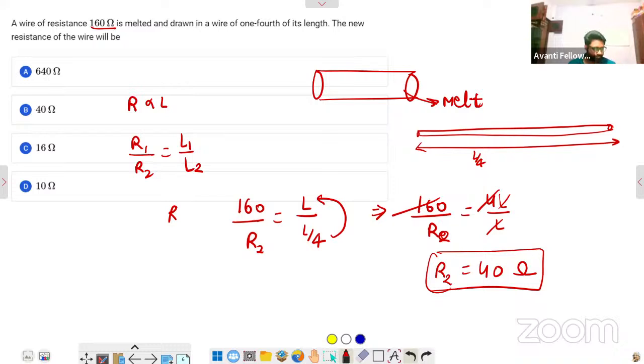ओके, नाउ आई वांट यू टू राइट few points. ठीक है, few points you should write about the resistance, which is very important. You should note these points.